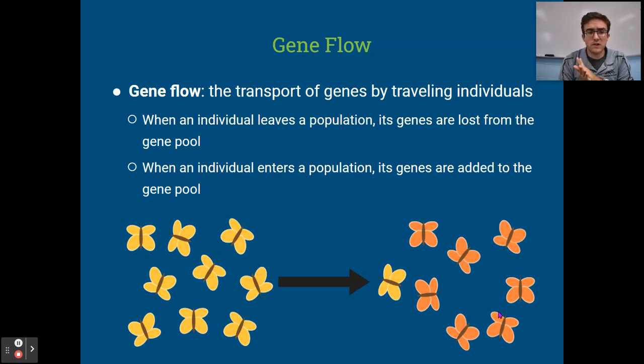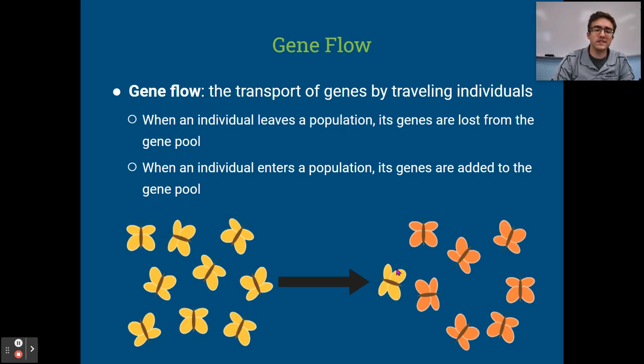Then we have gene flow, which is saying that genes enter and leave populations when members enter or leave a population. Because each member has its own unique set of genetics, right? All of us have our own unique set of genes, our own unique set of traits, and combinations of that. So in this example, if this yellow butterfly were to leave this population, we've lost its genes. Its genes are no longer in this population's gene pool.